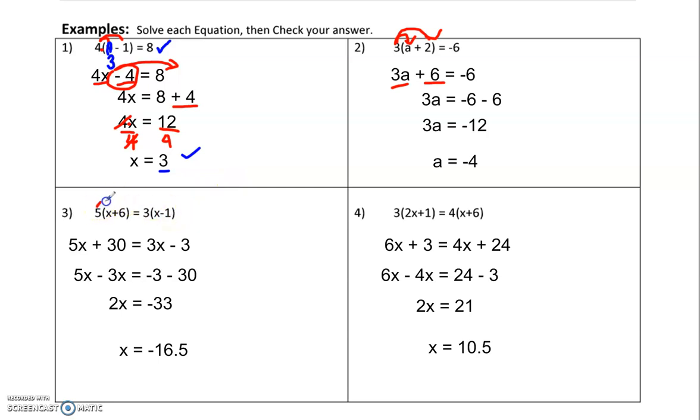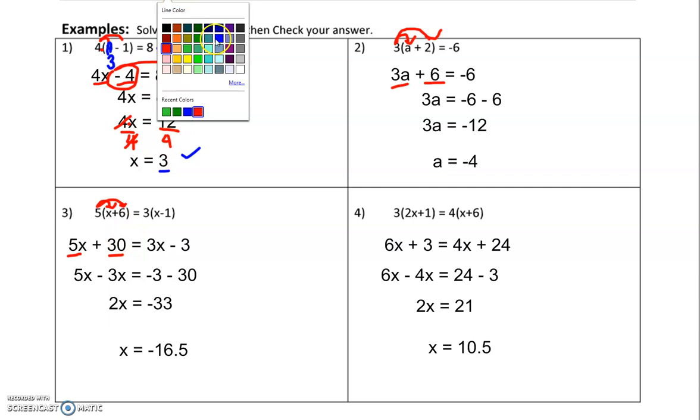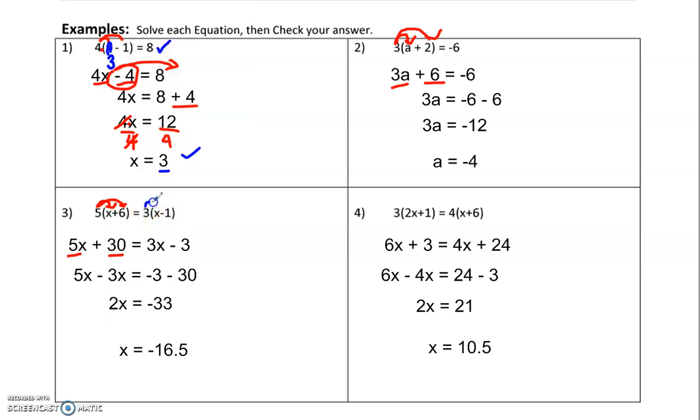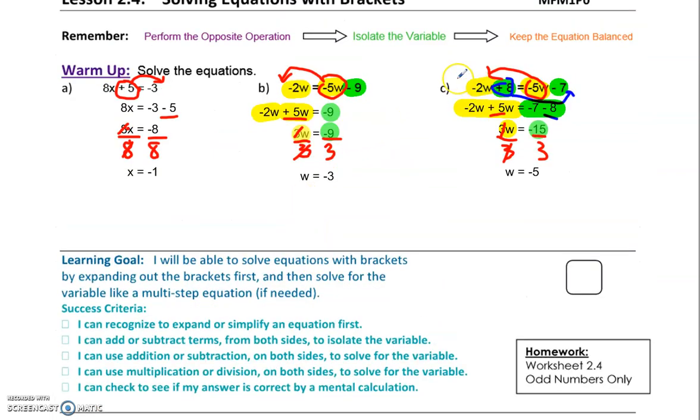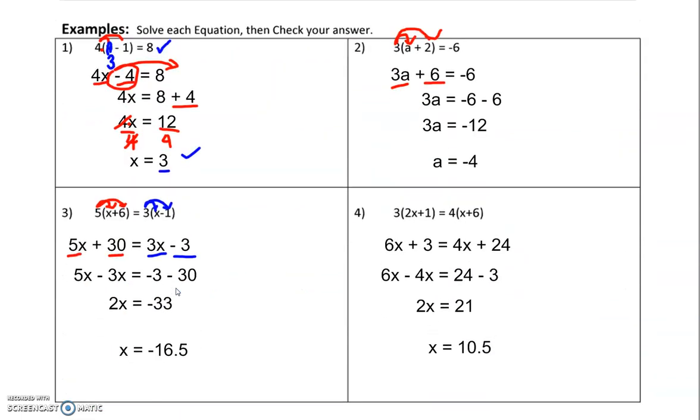Whenever you see the brackets with the number in front, you're going to distribute it out. So 5x plus 5 times 6 is going to be 30. And then I'm going to take another color and do the distributive law. There are 3x, and then 3 times -1 is going to be -3. Now what you'll notice is that this looks a little bit more complicated, but very similar to this warm-up question right here. So it's going to be just a couple more steps.